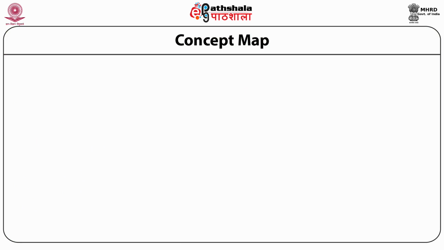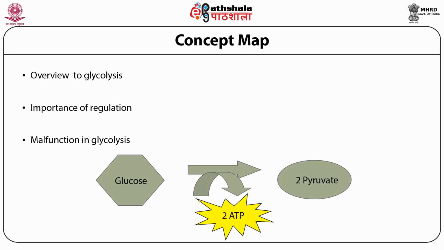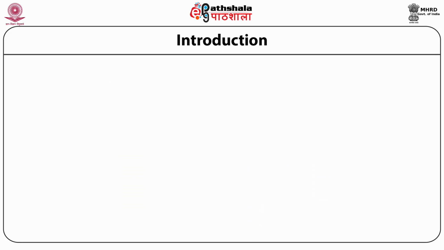So, this is a concept map of our lecture. We will first briefly review the glycolysis process and discuss the malfunction in glycolysis. We will try to explore the regulations and the diseases associated with glycolysis. Malfunction means a failure to function normally.